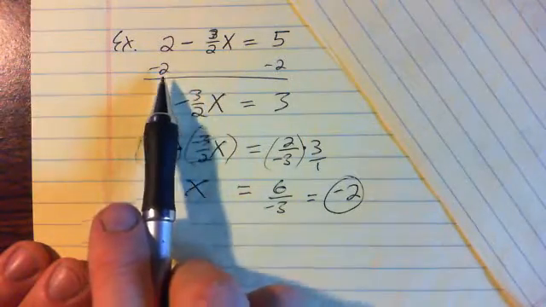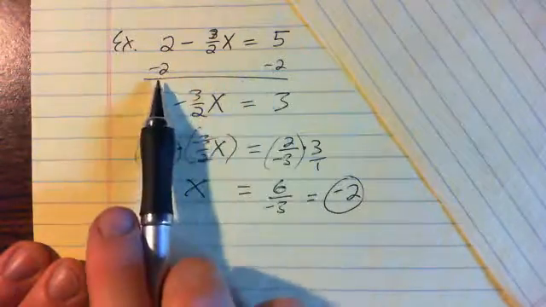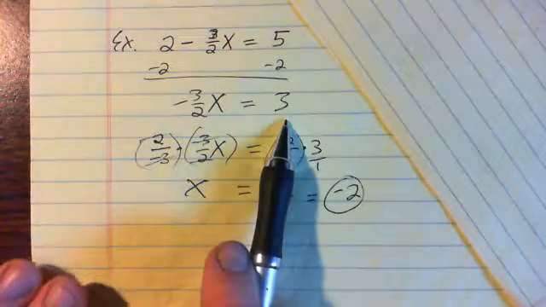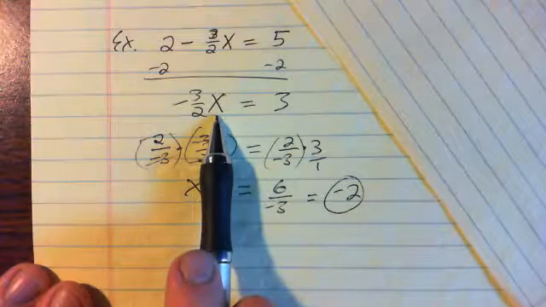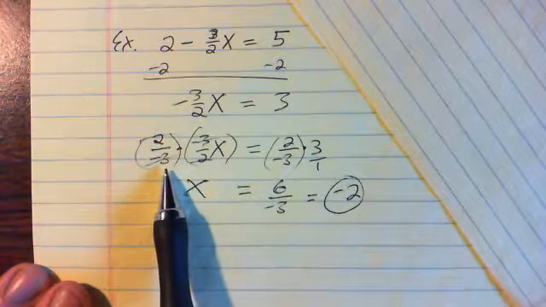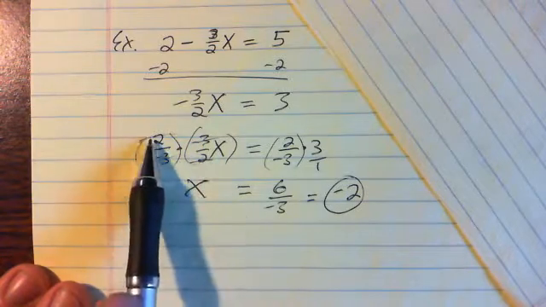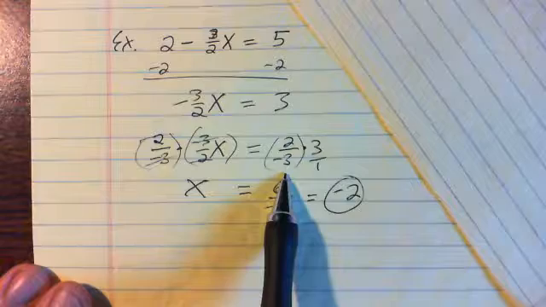And so we would want to get rid of the 2 first, so we could subtract 2 from both sides, and that would give us negative 3 over 2x equals 3. And then to get rid of a fraction in front of x, we can multiply by the reciprocal. So the reciprocal of negative 3 over 2 is 2 over negative 3, and we do that on both sides.